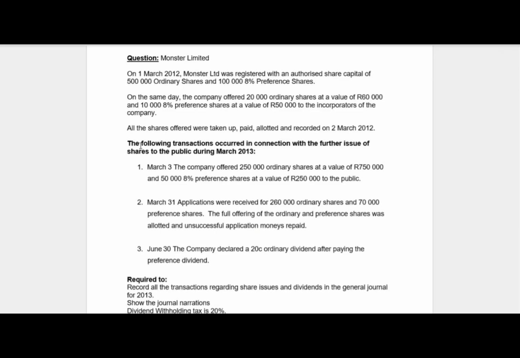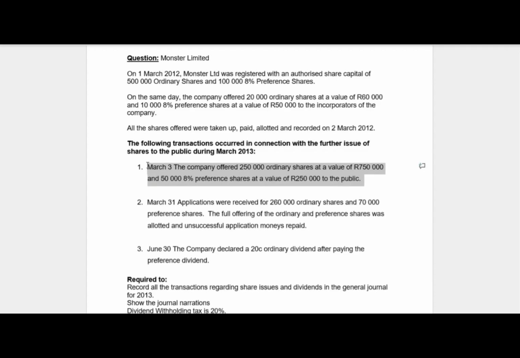And then they said the following transactions occurred in connection with the further issue of shares to the public during March 2013. Transaction number 1: on March 3rd, the company offered 250,000 ordinary shares at a value of 750,000 rand and 50,000 8% preference shares at a value of 250,000 rand to the public. Remember, this is what we are going to allocate to the public, right?